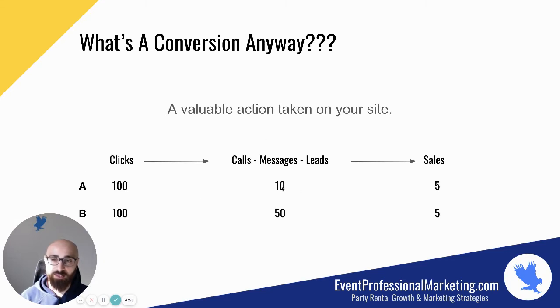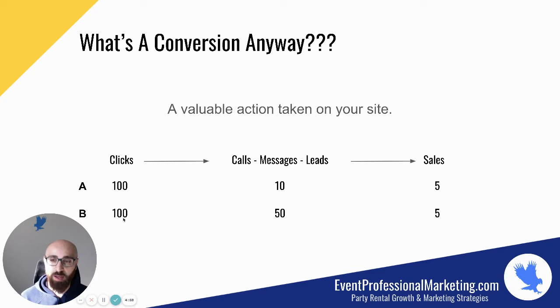Company A got 10 calls and booked 5 sales. Company B got 50 calls or leads and booked 5 sales. Which would you rather be? Now it's totally different. Now we're seeing a totally different part of the picture. Well, there's no right answer, right? Because Company A, even though they got 5 sales, they only got 10 calls. So they're able to book 50% of their calls, which is amazing. That's really high. I mean, you're booking half the people that call you end up booking with you. That's really good. Well, how come only 10 people called you out of those 100 clicks?